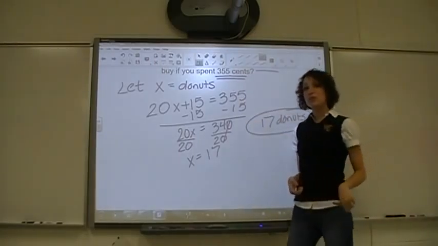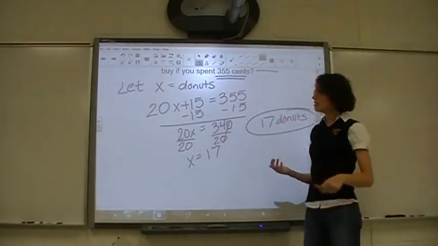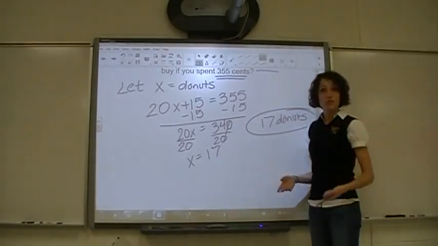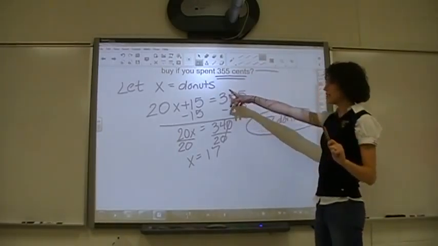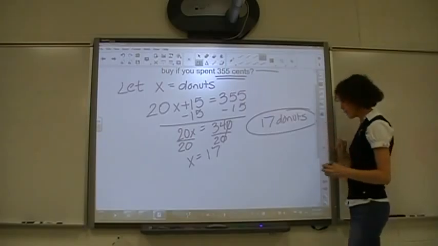Make sure you do label your answers because I'm not sure if they're donuts or cats or houses or something like that. So make sure you label it exactly what you have your x as in your let statement. So that's my answer to the problem.